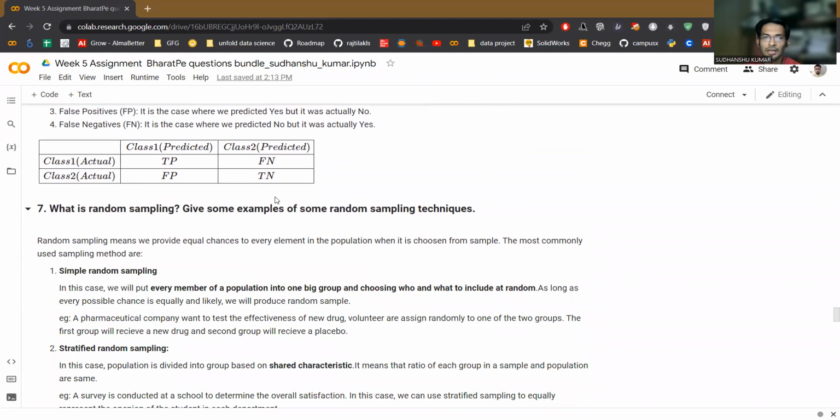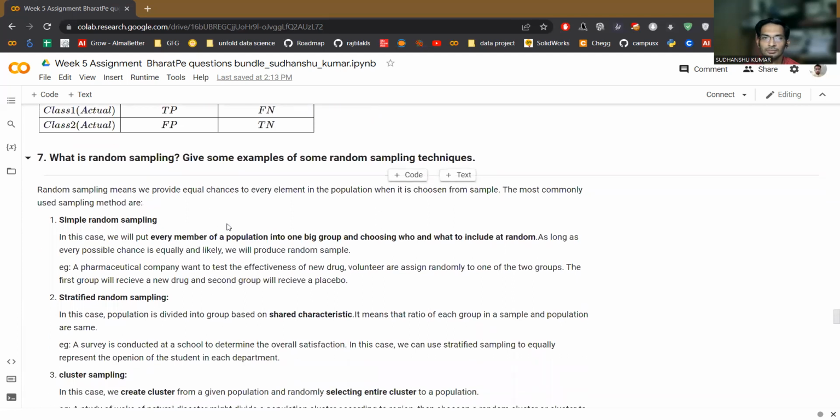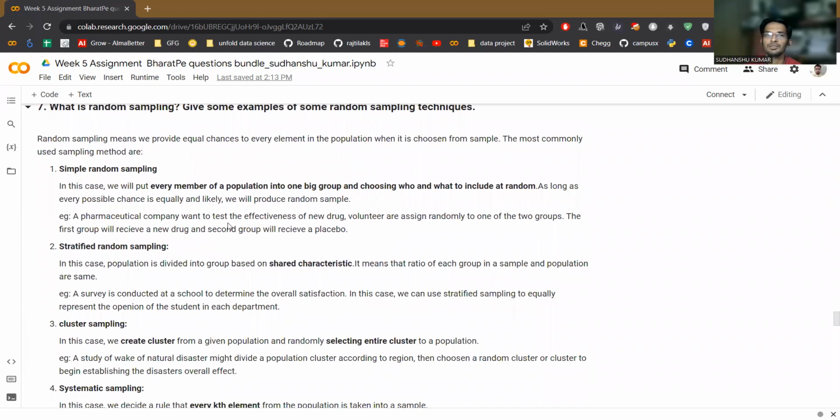What is random sampling? And give some examples of random sampling techniques. Random sampling means we provide an equal chance to every element in a population. The first sampling method is simple random sampling. In this case, we put each member of the population into a big group and choose who and what to include at random.